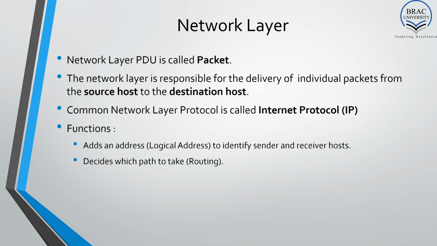So in this layer there is a protocol called the Internet Protocol, IP, as you have all heard before, I guess. It has primarily two functions. It adds an address to identify the sender and the receiver host, and it decides which path to take, which is called routing. Now, this IP is used to identify all the names.